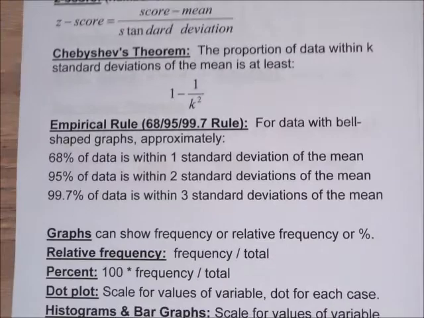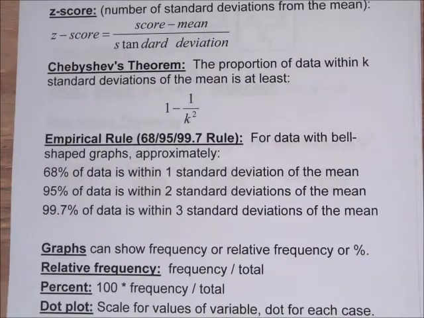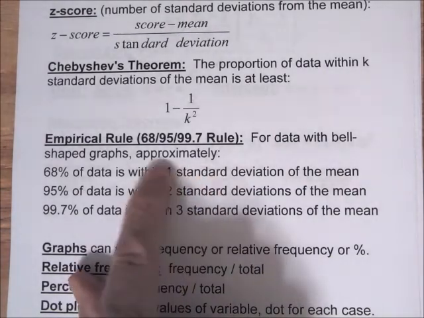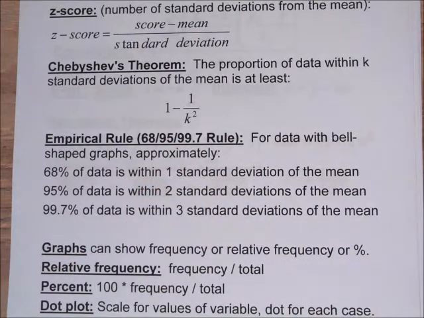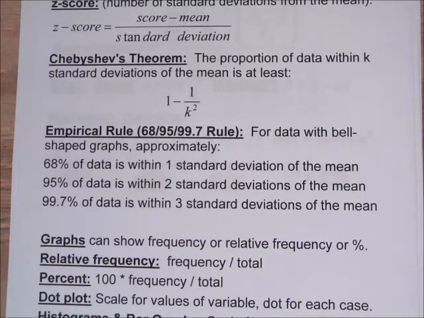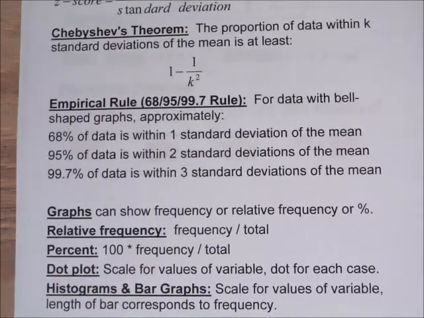Here's a couple of theorems related to the standard deviation. Chebyshev's theorem: the proportion of data within k standard deviations of the mean is at least 1 minus 1 over k squared. Again, I'll go over some examples of these formulas. I'm just expressing the formulas right now, but I'll go over some examples where we actually apply some of these formulas.